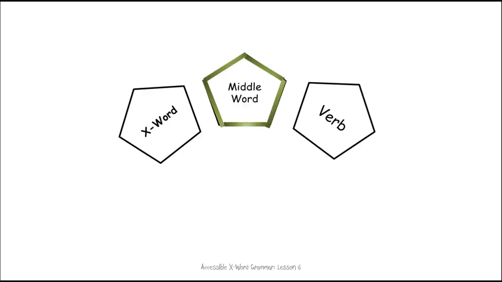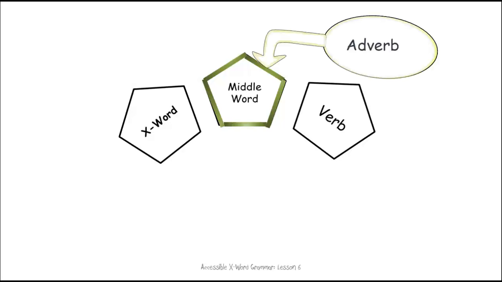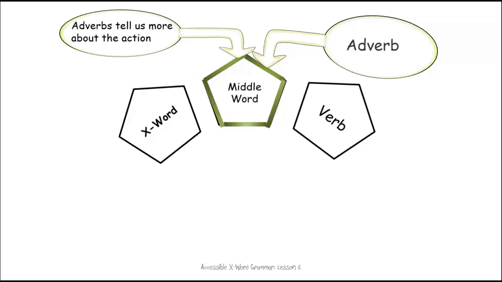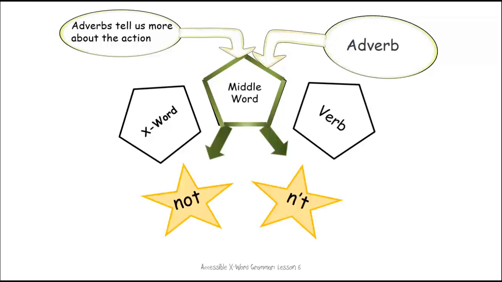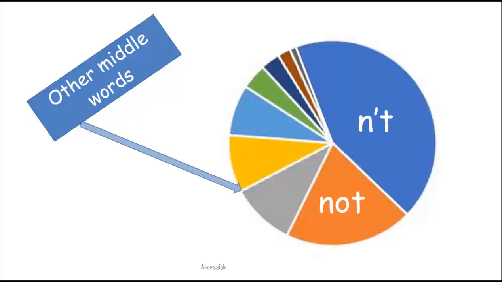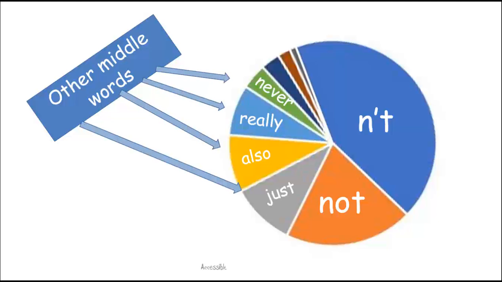Not is a middle word. Do you remember what middle words are? They are adverbs that can go in the middle of the X word and the main verb. The most common middle words by far are not and its contraction, N'T. But there are other middle words too. Words like just, also, really, and never can be middle words.